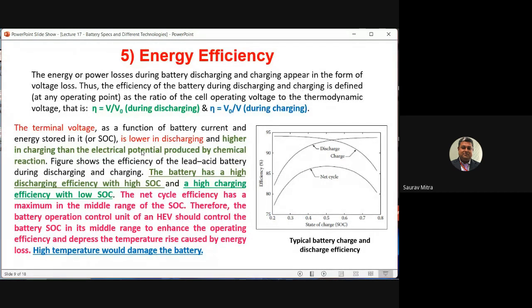Terminal voltage as a function of the battery current and energy stored in it, that is SOC, is lower in discharging and higher in charging. We are finding here the discharge graph. So initially when the SOC is 0.2, 0.3, that means the battery is almost discharged. In this case, efficiency is also less. The efficiency increases for discharge when the SOC is increasing. That means the more charge you input inside the battery, the better it can discharge.